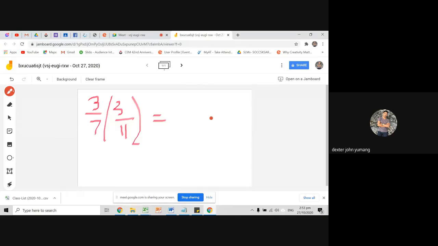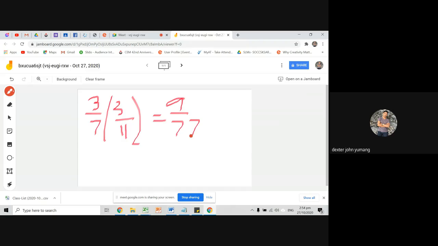Nine over 77 for Keith, Brian, Fiel. Others, tatlo lang. John Bert, Ayin, Kaiser, the same answer. So that is correct. 3 times 3 is 9. And 7 times 11 is 77. May lowest term pa ba ito? Yes or no?